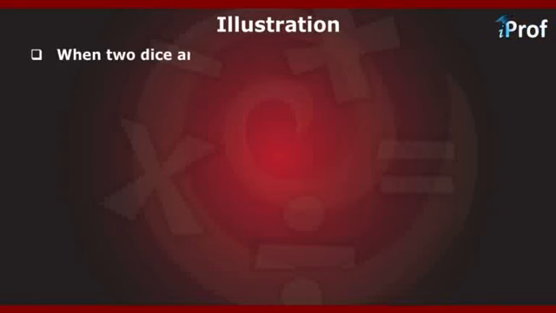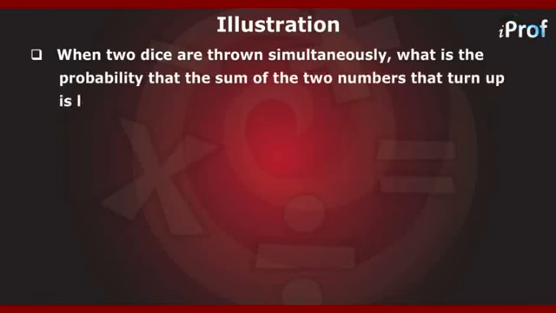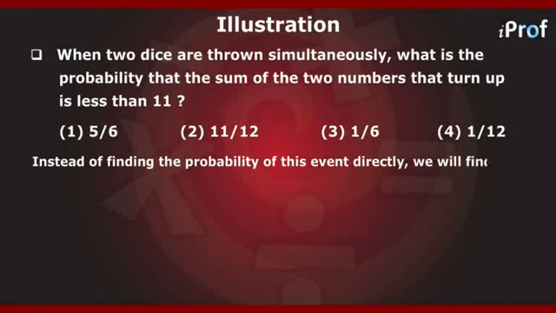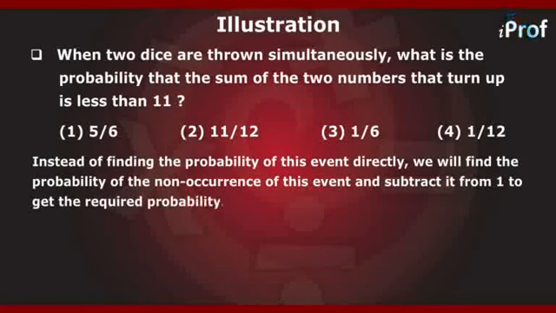When 2 dice are thrown simultaneously, then what is the probability that the sum of the 2 numbers that turn up is less than 11? Now, instead of finding the probability of this event directly, we will find the probability of the non-occurrence of this event and subtract it from 1 to get the required probability.